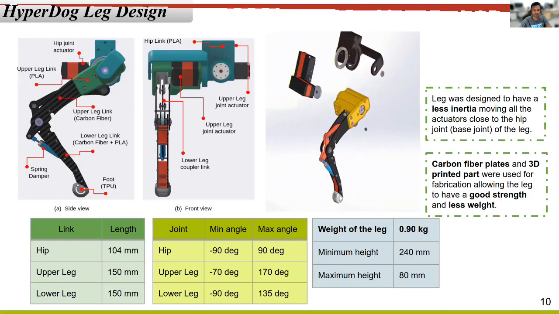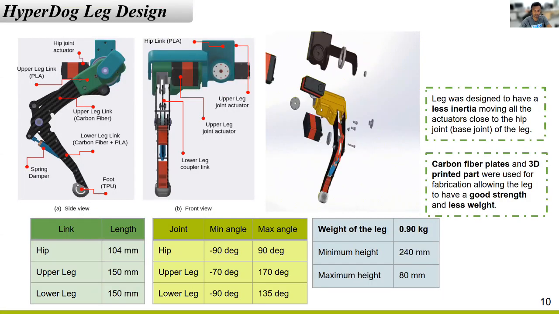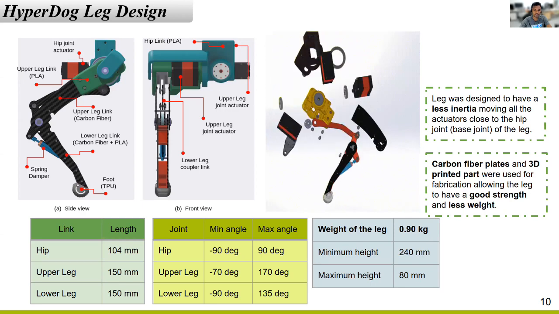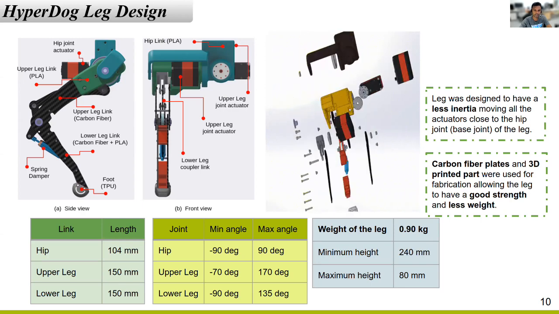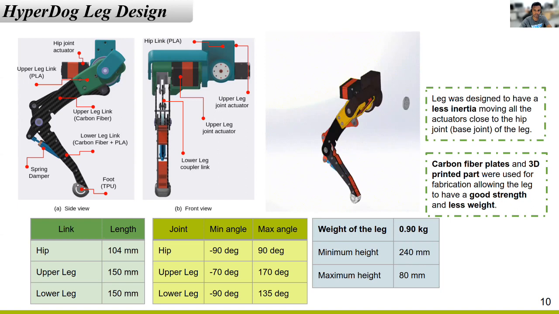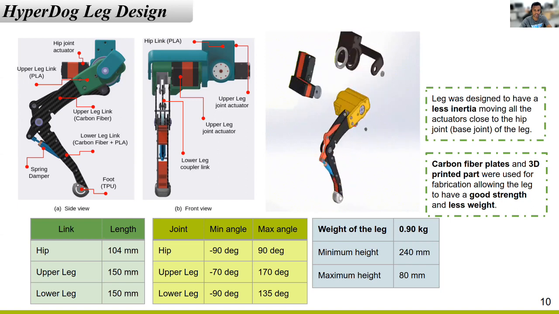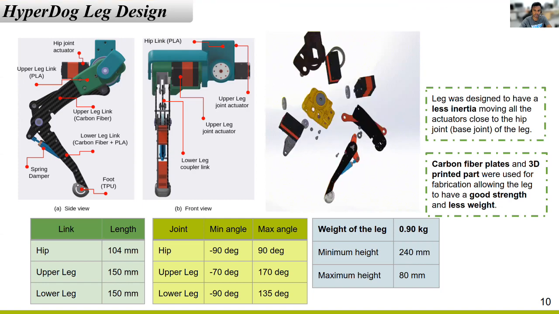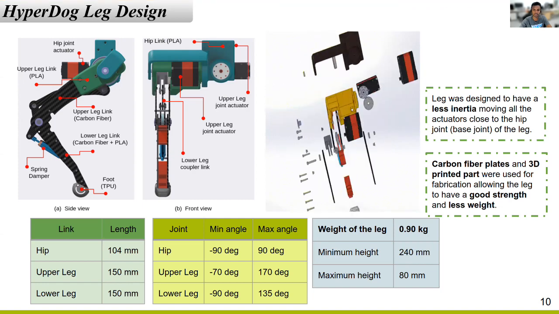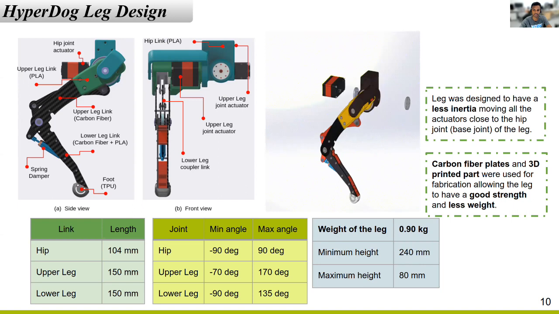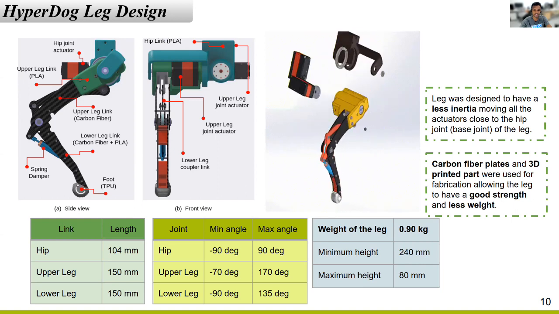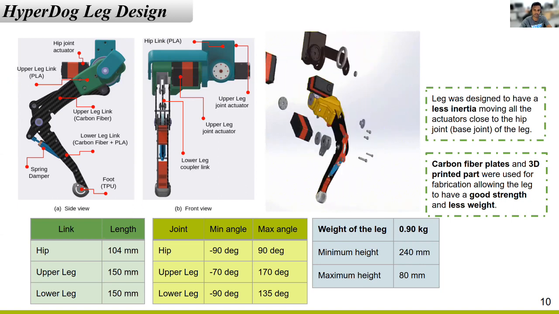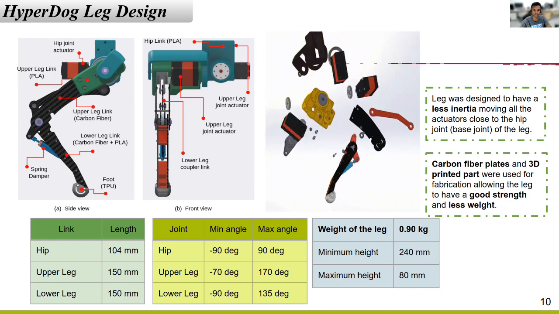The leg design of the HyperDog Quadruped is shown here. Each leg was designed with 3 degrees of freedom: hip, upper leg, and lower leg. We designed the leg taking all 3 joint actuators close to the base joint, or hip joint, in order to reduce the inertia during dynamic motions. Having less inertia in the legs allows the robot to have smooth locomotion.